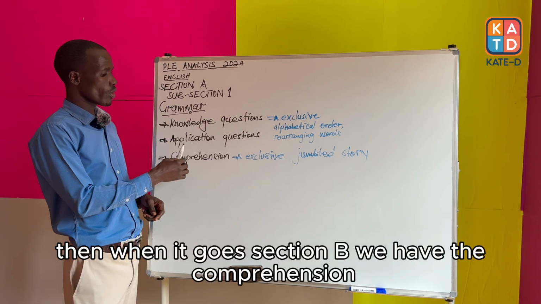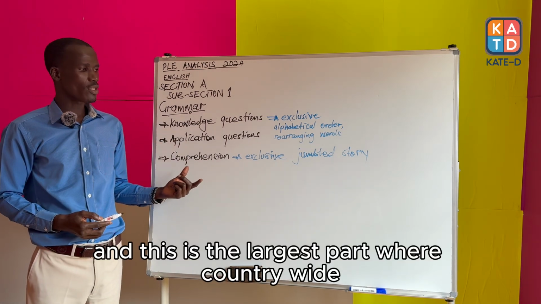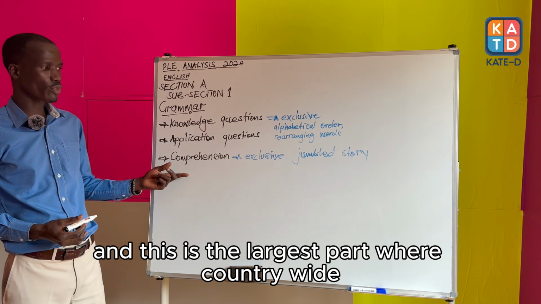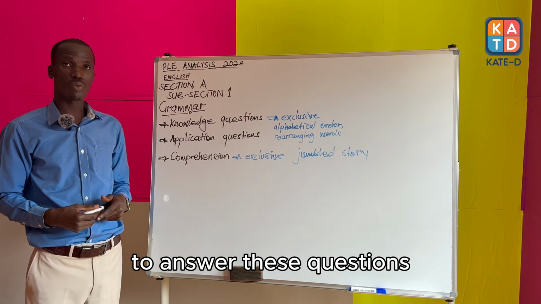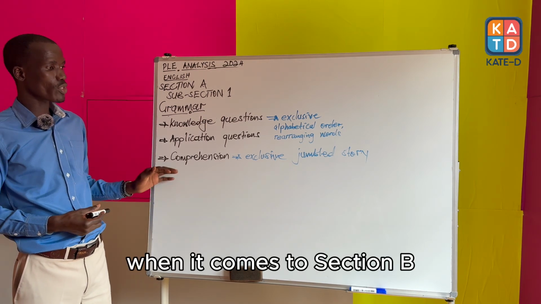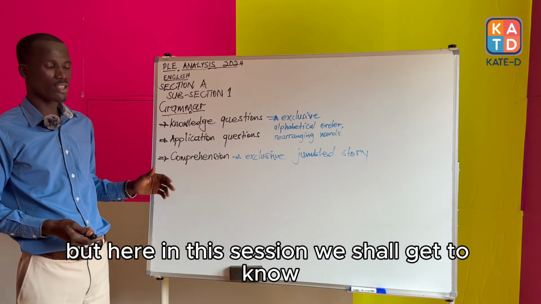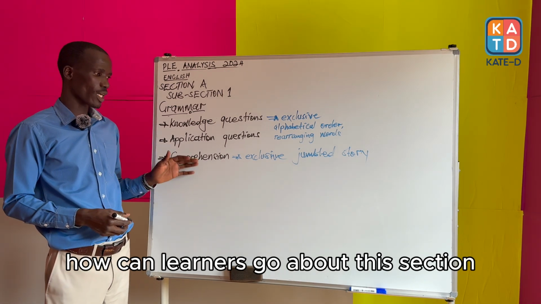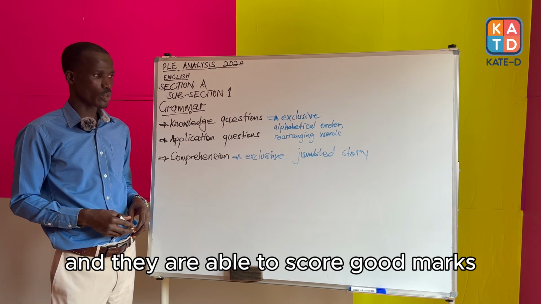Then when it goes to section B, we have the comprehension. And this is the largest part where countrywide learners are still having challenges to answer these questions. When it comes to section B, our children have those challenges, but here in this session, we shall get to know how can learners go about this section and they are able to score good marks.